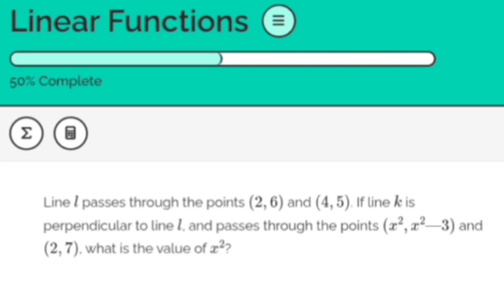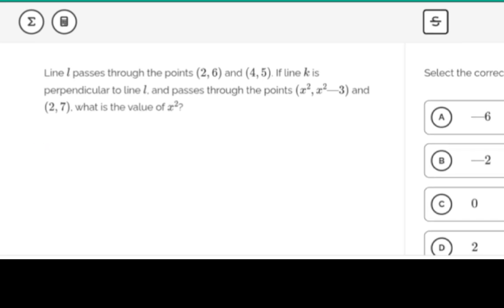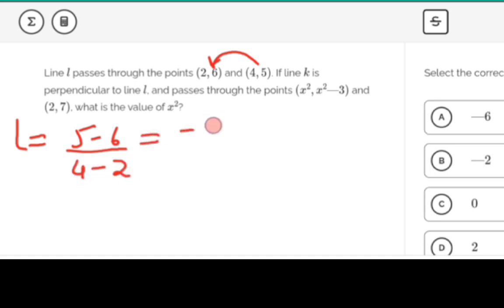So here we know that the slope of line L will be nothing but y2 minus y1 upon x2 minus x1. So y2 over here is 5 minus 6 upon x2 minus x1, which is 4 minus 2. So you get this as minus 1 by 2. And the slope of K will be the negative reciprocal of the slope of L, because they are perpendicular to each other. So we know the slope of K would be 2.